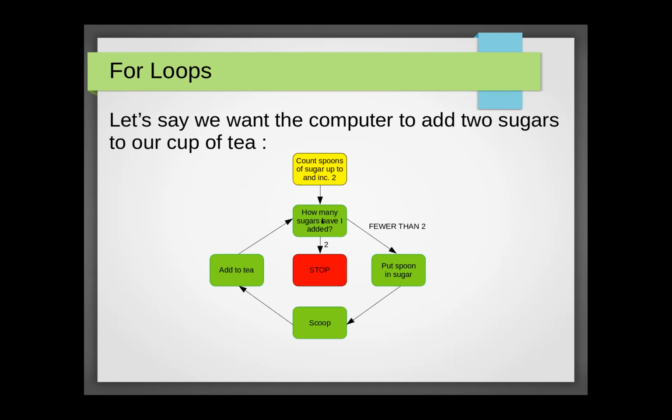So the first time round, I've got 1 sugar. So I'm going to go around the loop again. This time I'll put the spoon in the sugar again, scoop it, add it to the tea. Now, how many sugars have I got? I've got 2, so I can stop. Okay, so this is a for loop where we're saying, keep doing this until you've reached the number 2, until you've got 2 sugars. So do this twice.